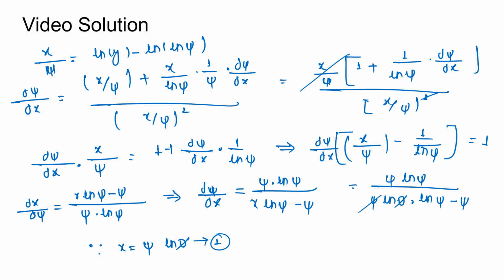Now we'll take the psi common here, so psi and psi will cut. So now what we are getting is del psi by del x will be equal to ln psi divided by ln phi into ln psi minus 1. This will be our answer.